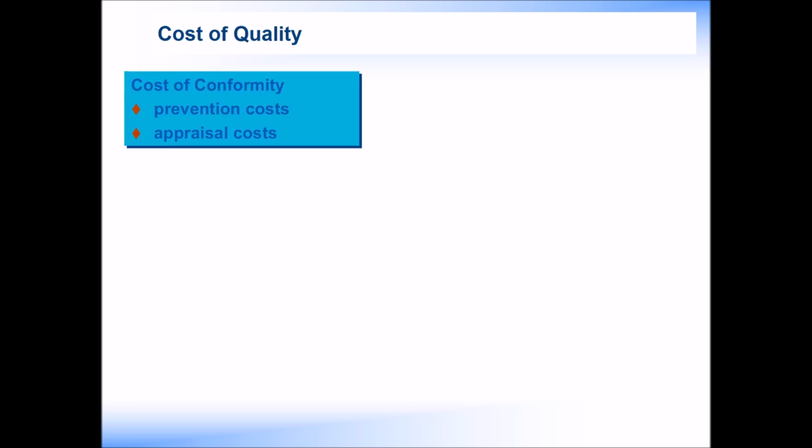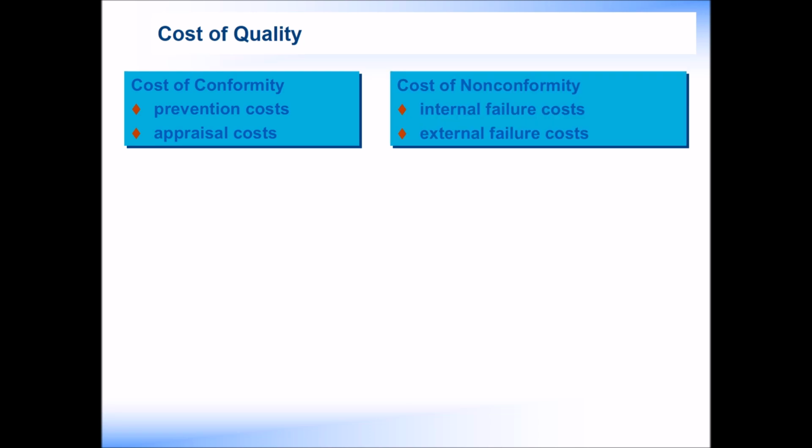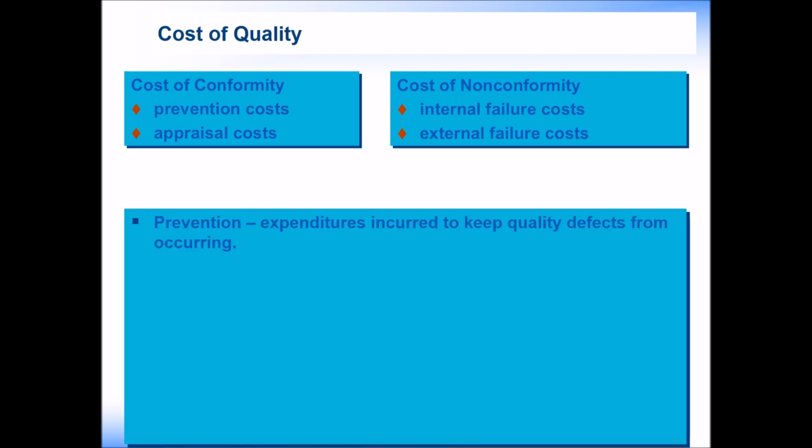The costs of quality can be split into two main categories: the costs of conformity, or making sure you are doing it right, and the costs of non-conformity, or the costs of getting it wrong. The costs of conformity are prevention, expenditures incurred to keep quality defects from occurring. Training costs would typically fall within this category.